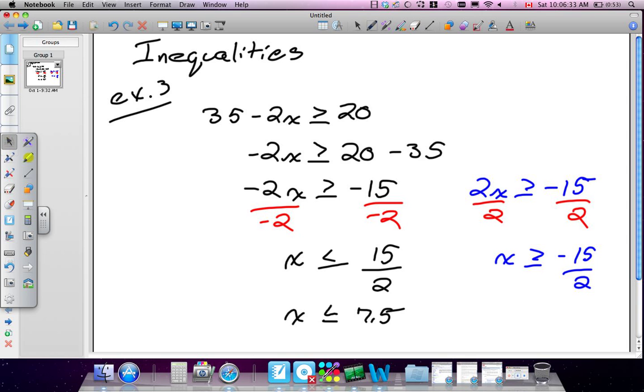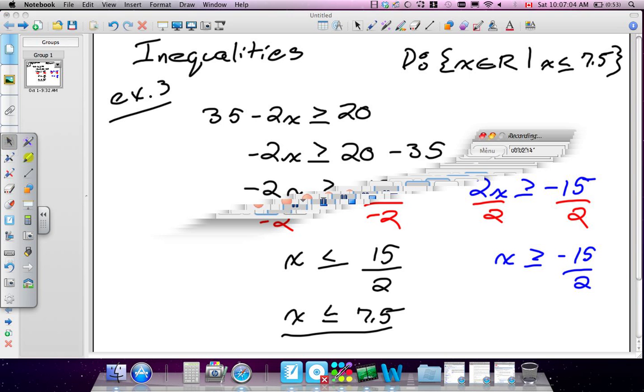So we're assuming this is a linear function because our variable is to the exponent of 1. In other words, it's continuous. So if I wanted to put a domain on my x, it's saying that our domain is x is every real number such that x is, and whatever our inequality was at the end, less than or equal to 7.5.